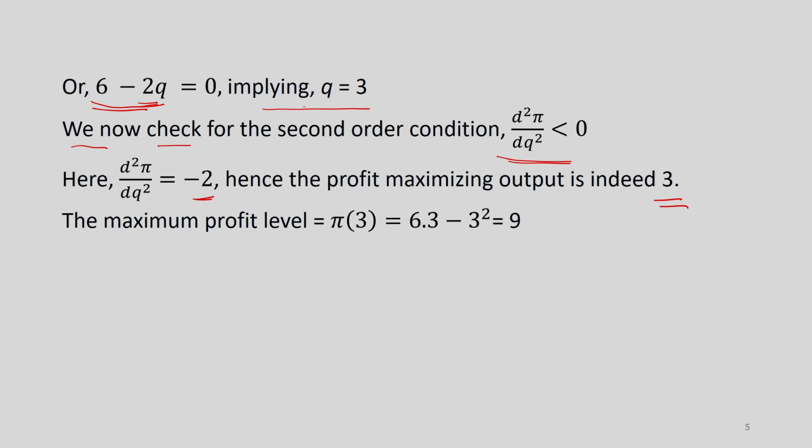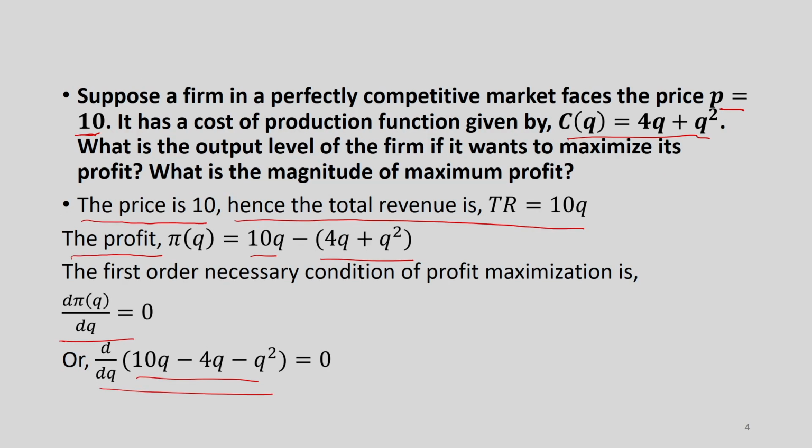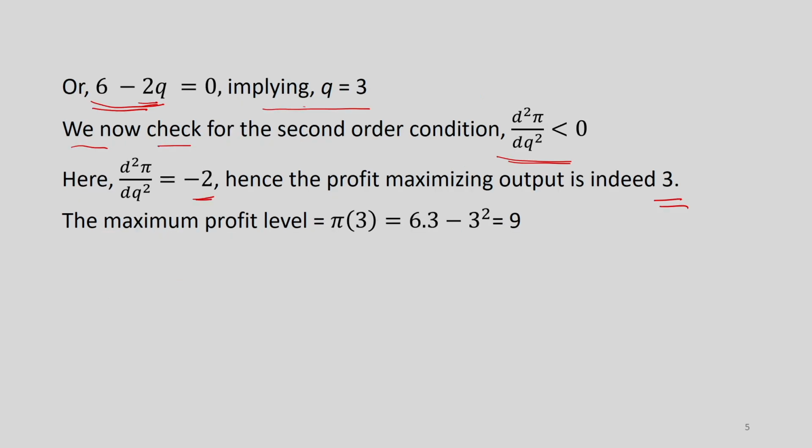And what is the maximum profit level? That was the second part. For that I have to plug in this q, that is the maximum point, in the profit function. What is the profit function? It is 6q minus q square. So, I just have to put q is equal to 3 here. If I do that, I will get the maximum profit to be 9. So, that is the answer.